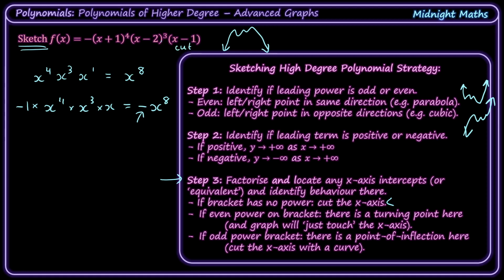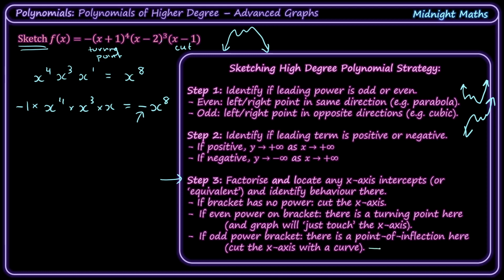Then, if the bracket has an even power on it, then there is a turning point here. So the graph will just touch the x-axis. It won't go through the x-axis, but it will turn around there. That's like when we had that repeated root in cubics. So this is an example of where we'll have that. So we have an even power on this bracket. So this is where it will have a turning point. So it will just touch the x-axis and then it will turn around and go back.